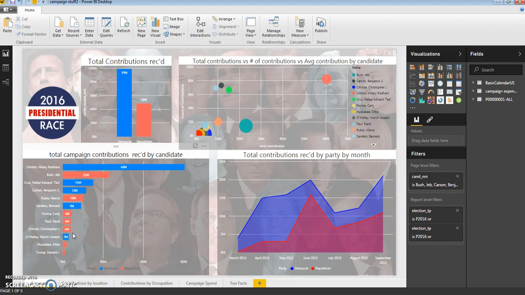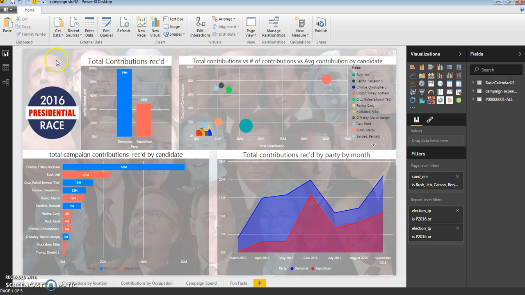Okay, this is my Power BI project I've been working on. It's covering the 2016 presidential race. I got this data from the US government website. I have three basic tables: a date time table, a campaign expenditure table, and a campaign contributor table.